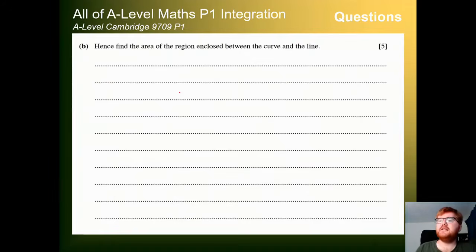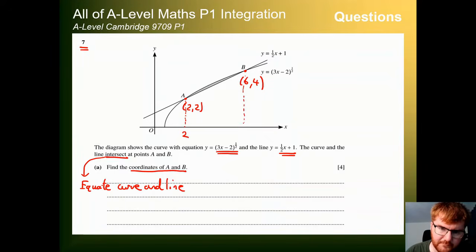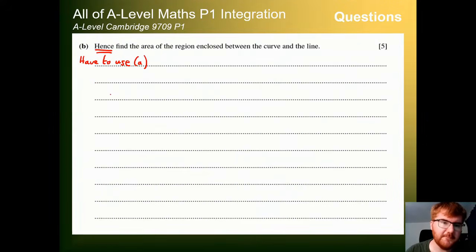Now, a very typical thing they ask you, and this is a whopping 5 marks here, is hence. So you have to use part A. Part A is really useful to do this part. Find the area of the region enclosed between the curve and the line. The reason that we find these intersection points is these tell us our limits of integration. We use the x values, so 2 here and 6 here. So these give me my limits of integration, 6 and 2.